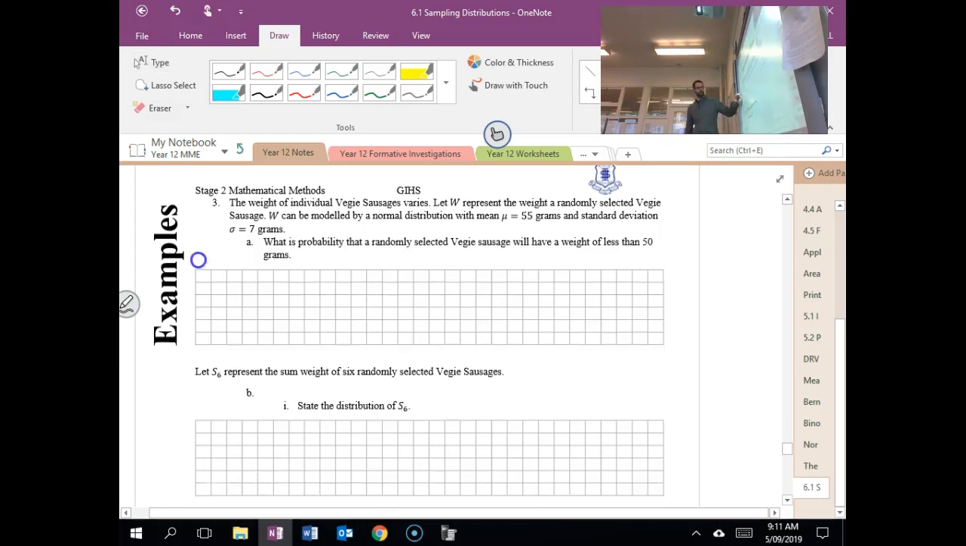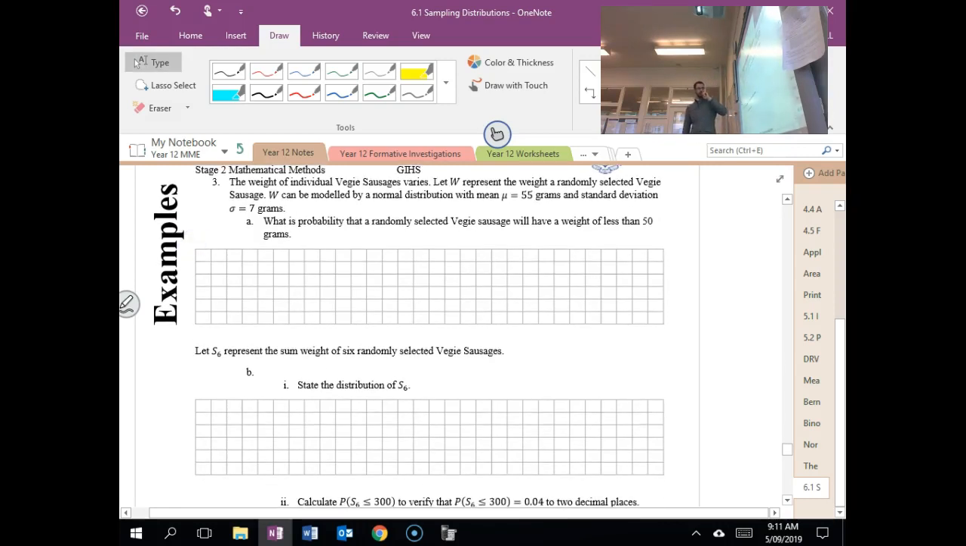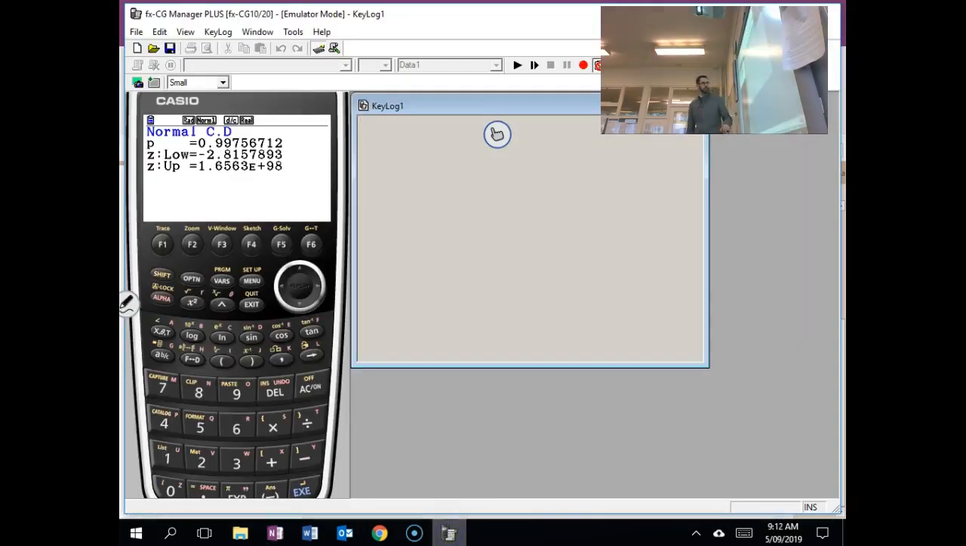Now this is actually a question from my year. I did this question in my studies exam. What is the probability that a randomly selected veggie sausage will have a weight of less than 50 grams? Well, W is a normal distribution, so we can use normal distribution calculations. So this is the probability that W is less than 50, and we know that W is normally distributed with a mean of 55 and a standard deviation of 7.